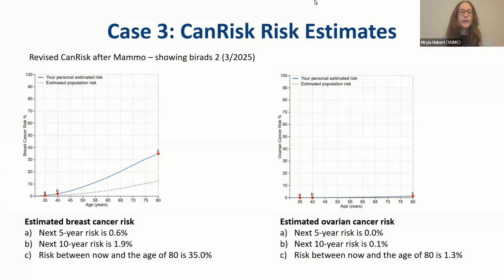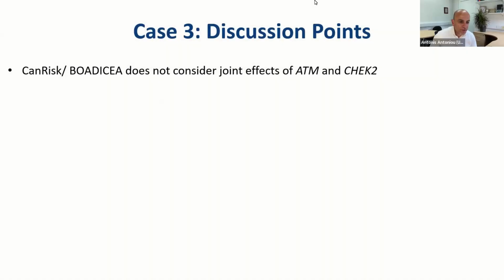We think that we're probably going to start seeing more cases like this where we have two mutation families. Thank you, Brian. This is a great case study as well. I just wanted first to clarify how CanRisk deals with joint mutation carriers, for example, in this case the mother and the aunt who carry pathogenic variants in ATM and CHEK2.